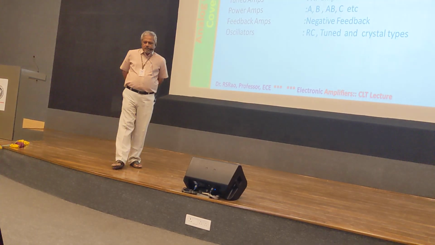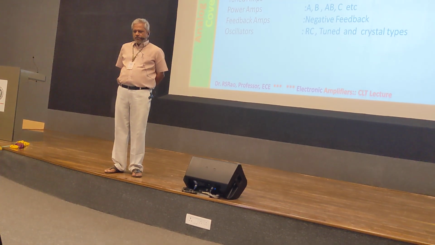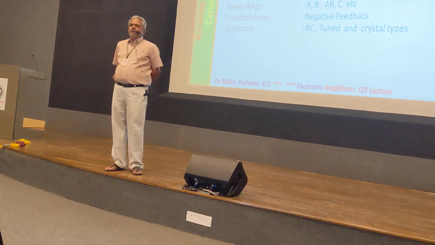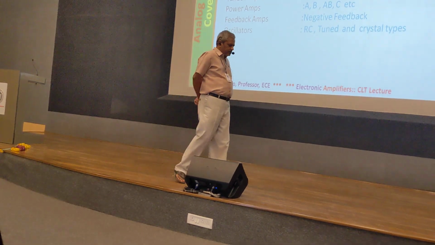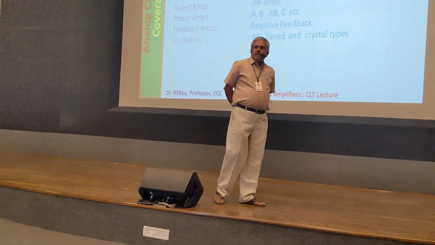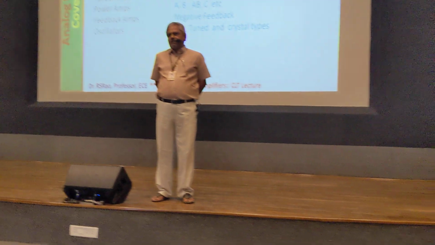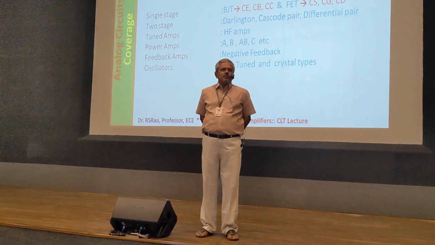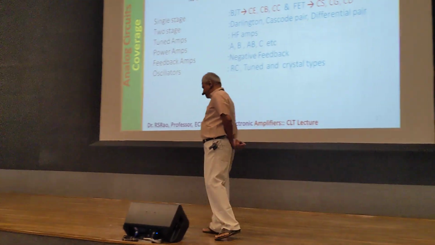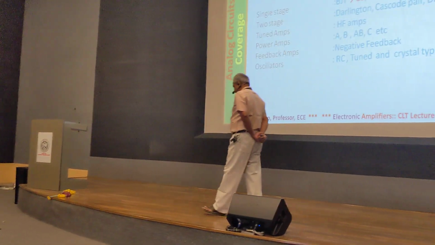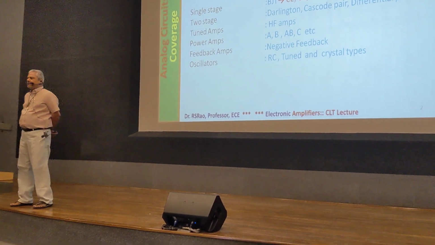So Darlington is one important two-stage amplifier, and then cascode. What is this cascode? Already I told you, CE exhibits all good properties. That's why it is considered the most versatile. Out of the three configurations, the most versatile configuration in the case of BJT amplifiers is CE, but it suffers one drawback.